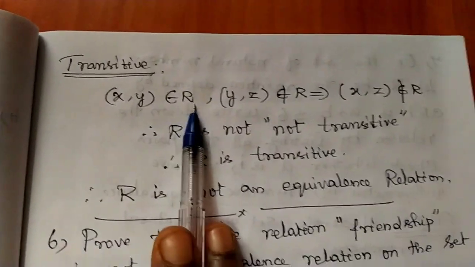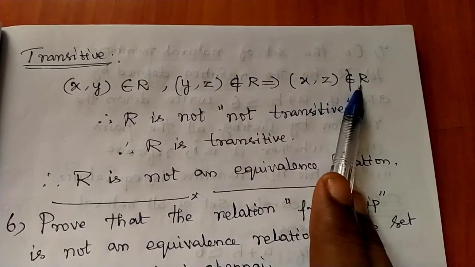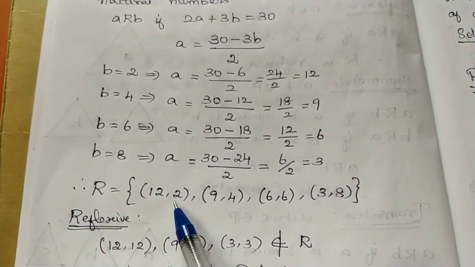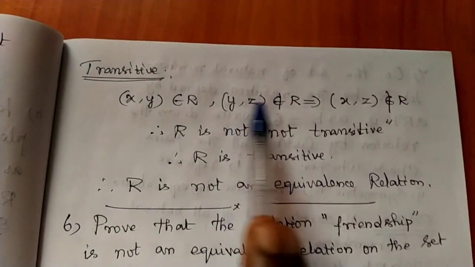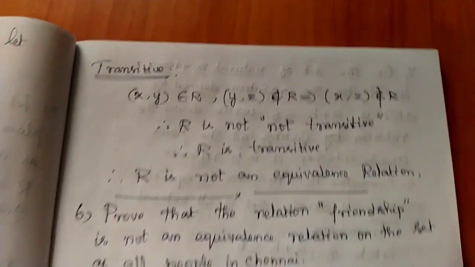And transitive: (x, y) belongs to R, (y, z) belongs to R, then (x, z) should belong to R. Here the pairs do not satisfy this; the required pairs are not in R, so R is not transitive.